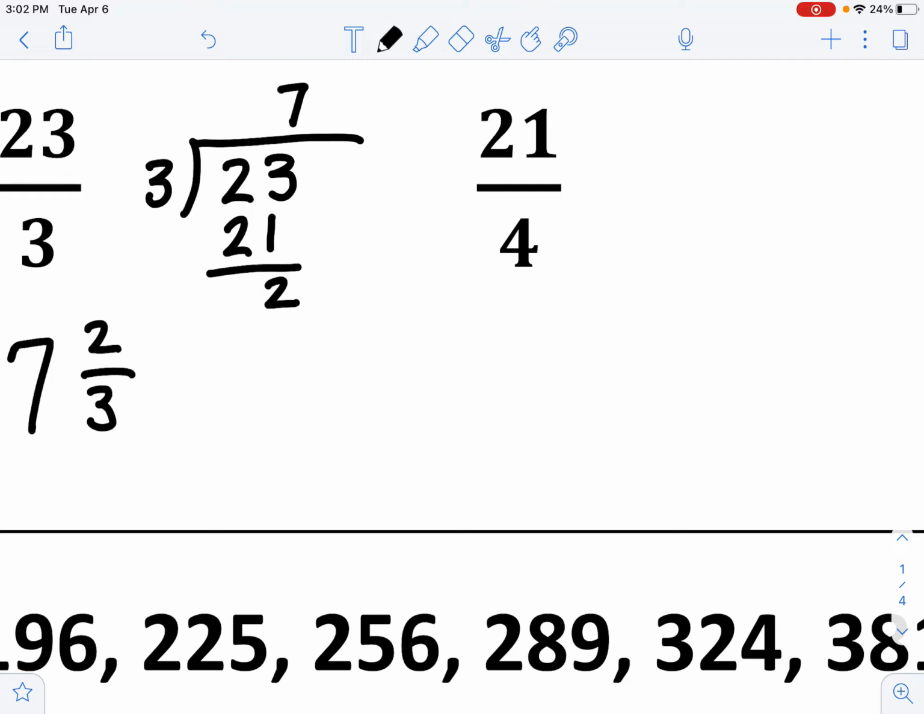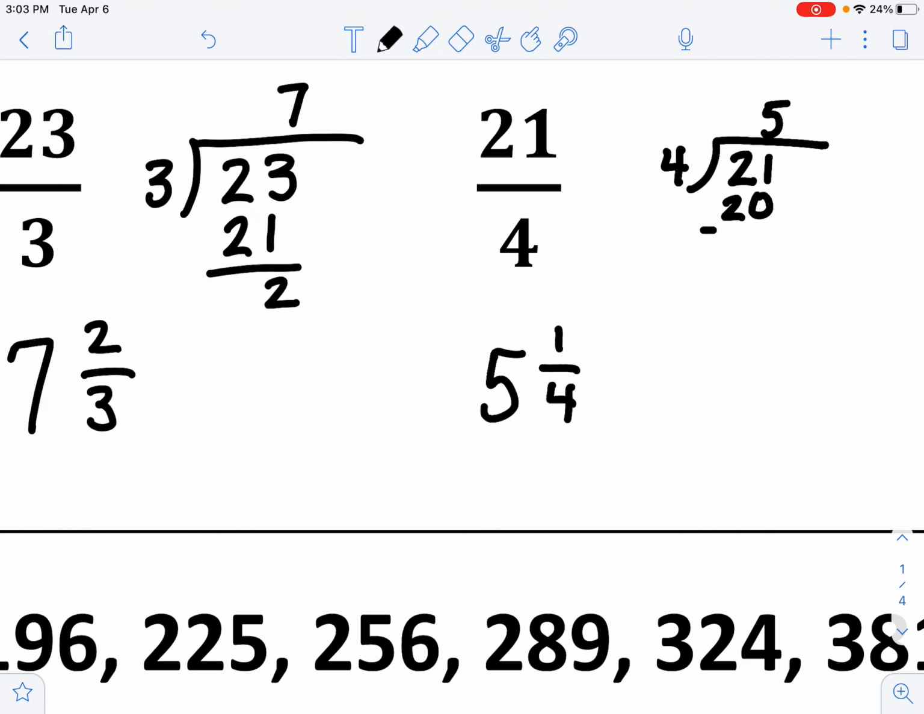21/4, that's not a whole number. You can do it in your head to say it goes in 5 times with 1 left over, or you can make a division problem. 4 times 5 is 20, subtract, and you get 1, so 5 1/4.